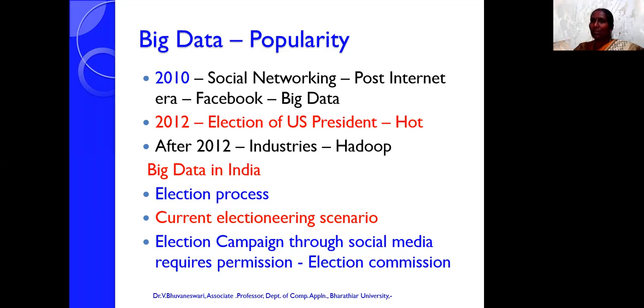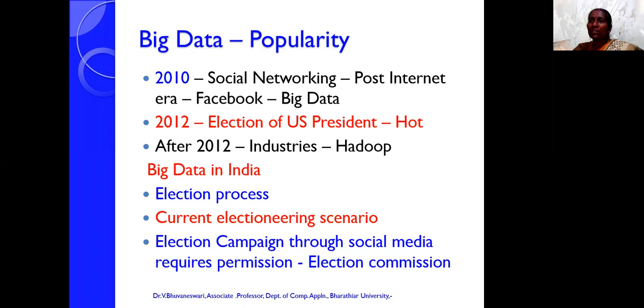When it was used in 2012, everybody started looking at what had been happening, and the term big data became catchy. And Hadoop also became famous. Hadoop is a technology framework in big data. So the big data framework Hadoop was used for his election campaigning in 2012. Now, this happened in the US.